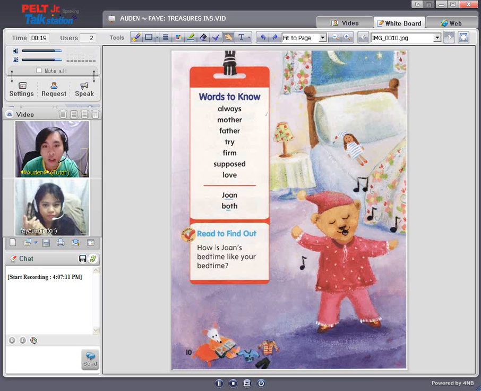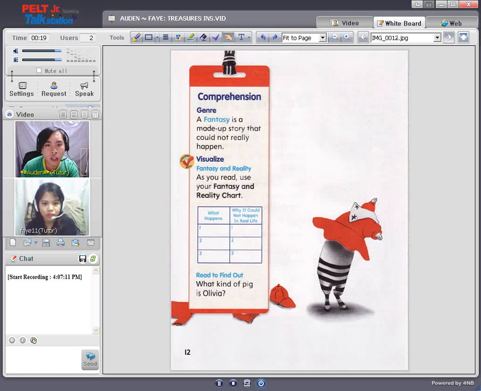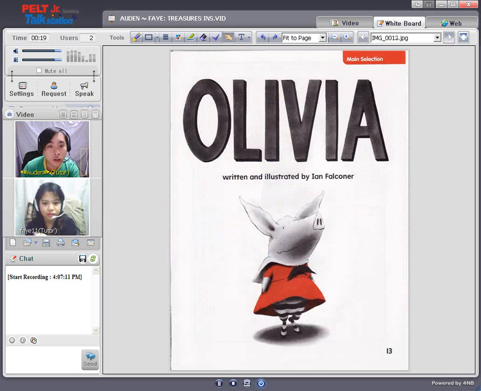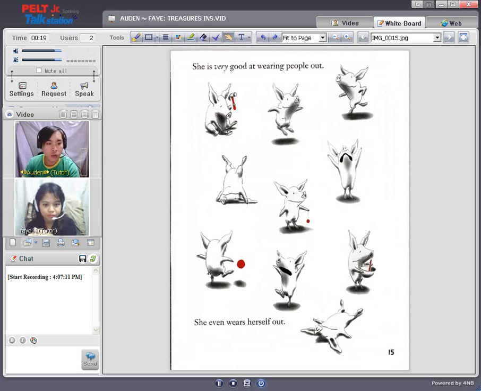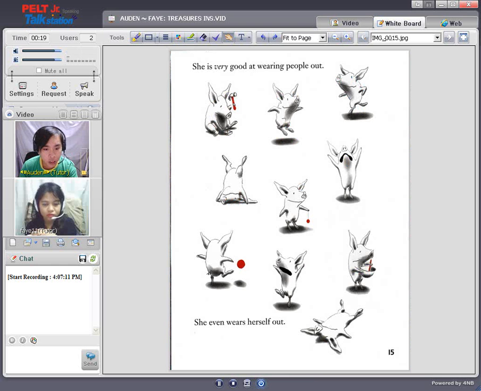Same as Treasures 1.3 and 1.5, Treasures 2.1 has the short selection or short story, and the long preparation for the main selection, in this story of Olivia. So in one day, maybe in a 25 minute class, you can't finish everything. So you can stop at some pages so that you could give your student homework, like, what do you think will happen? What do you think the story is about? What is the ending of the story?